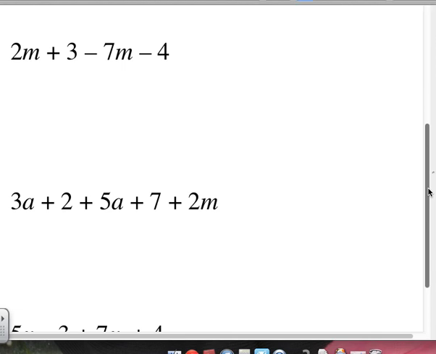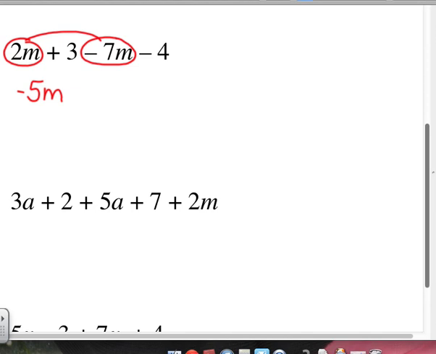How about this next one? I see 2m plus 3 minus 7m and minus 4. Well, I see my m's. I like that 2m and that minus 7m. Let's combine those. What's 2 minus 7? It's a negative 5m. 2 minus 7 is negative 5.